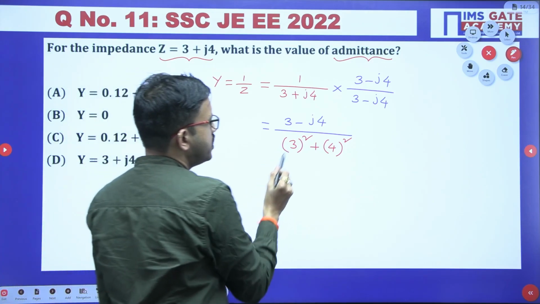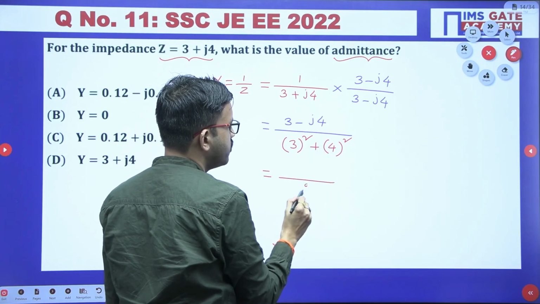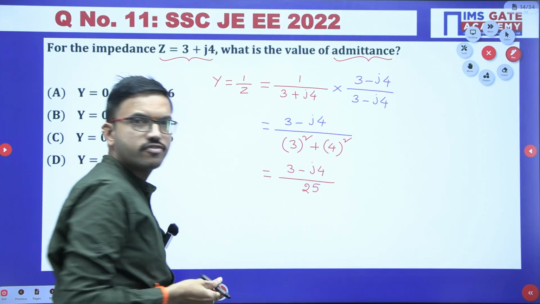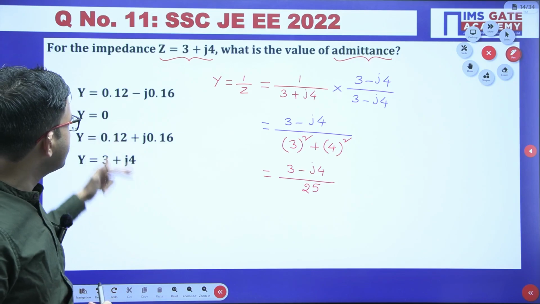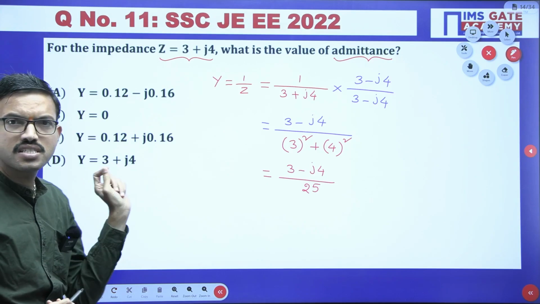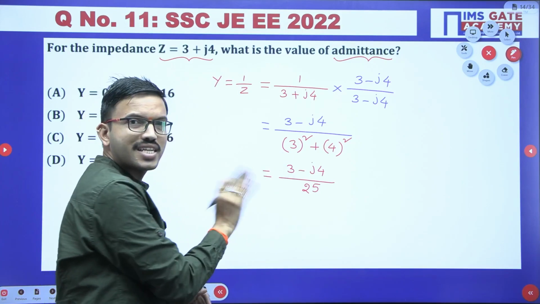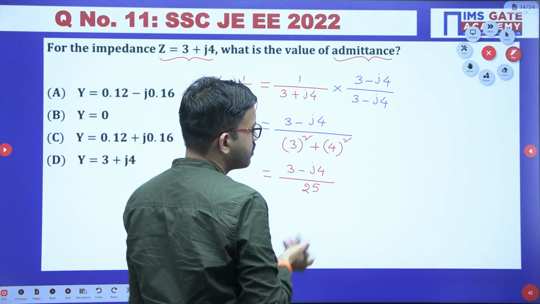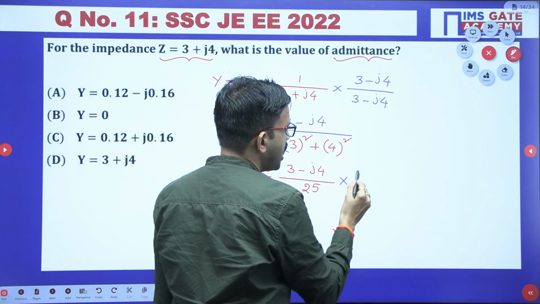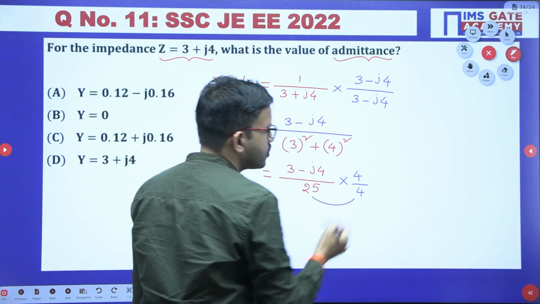Now 3 square is 9 plus 4 square is 16. 9 plus 16 is 25. The numerator you can keep as it is, 3 minus j4. Now if you observe the choices, you are having real numbers or integer numbers, so you don't have a fractional part like a ratio of 2 numbers. To do the calculation simpler, in the denominator you are having 25, so I am multiplying and dividing with 4. So 25 into 4, we can write as 100.